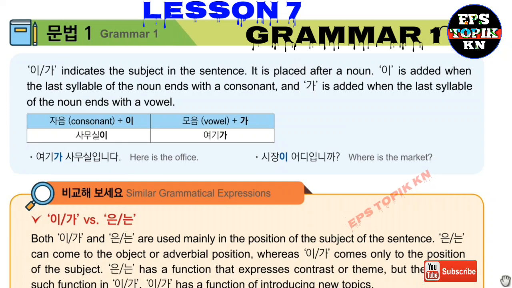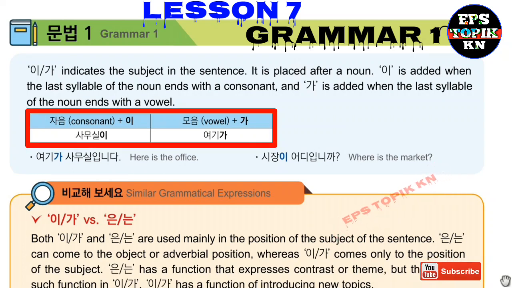Look at the chart below. The ending consonant is followed by 이. For example, 사무실이, the office. And the ending vowel is followed by 가. For example, 여기가, here. Does that make sense? Is that clear? If you're not sure, look at it again.